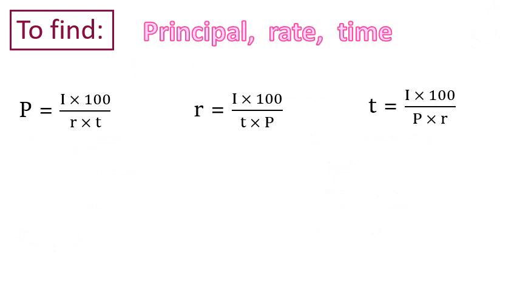Sometimes instead of finding the interest, you're asked to find the principal or the rate or the time. On the test, there's quite a few like this. So I've written out the formulas to find either the principal, the rate or the time. So principal is I times 100 divided by R times T. To find the rate, use the formula I times 100 divided by T times P. And to find the time, use the formula I times 100 divided by P times R.